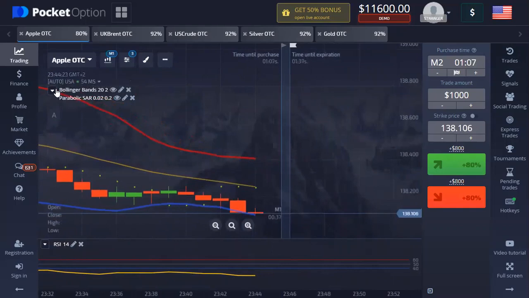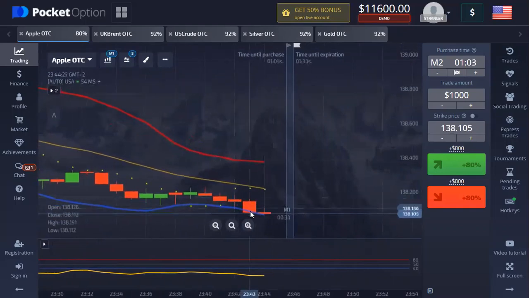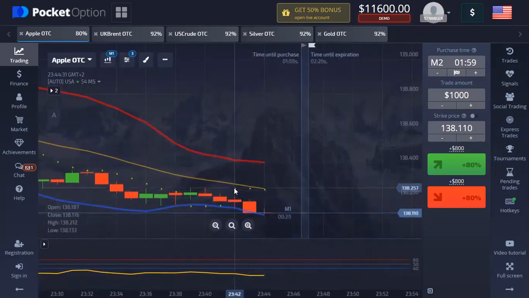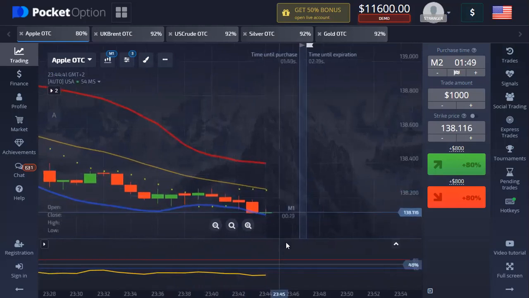So Apple could be setting up for a good sell opportunity, right? Why? Because you got your candles hugging this blue Bollinger Band. You got your parabolic dots above your candles. You've got your candles below this middle line, your 20 moving average. And you also have your RSI line below the 40 level, right? Below the 40 level.